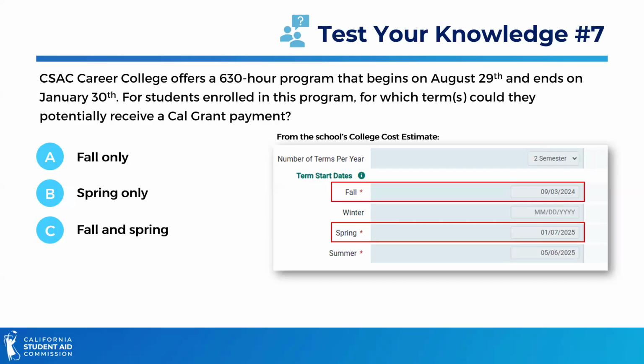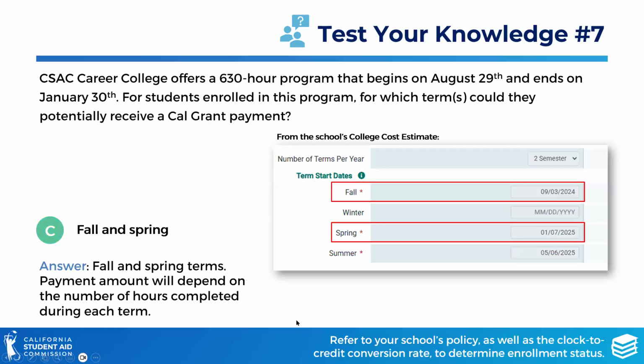Perfect. I see lots of you voting. I'm going to end the poll. Awesome. 74% of you answered C, fall and spring. Now, payment amounts are going to depend on the number of hours completed, but yes, based on these time frames, their fall payment period began on September 3rd and ended on January 6th, and their spring payment period began January 7th.